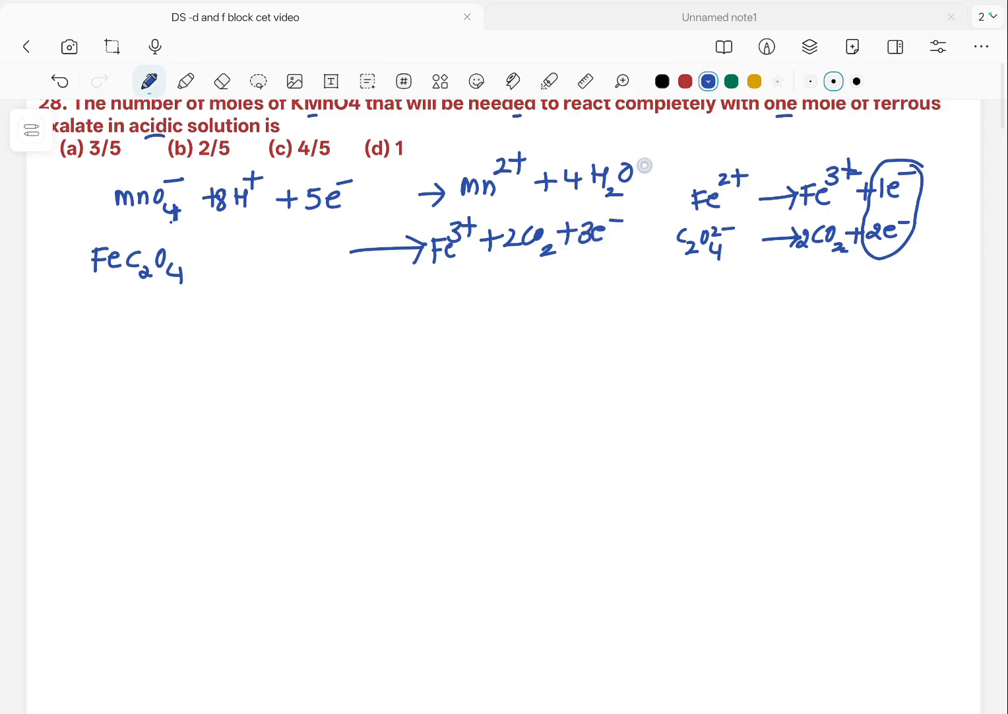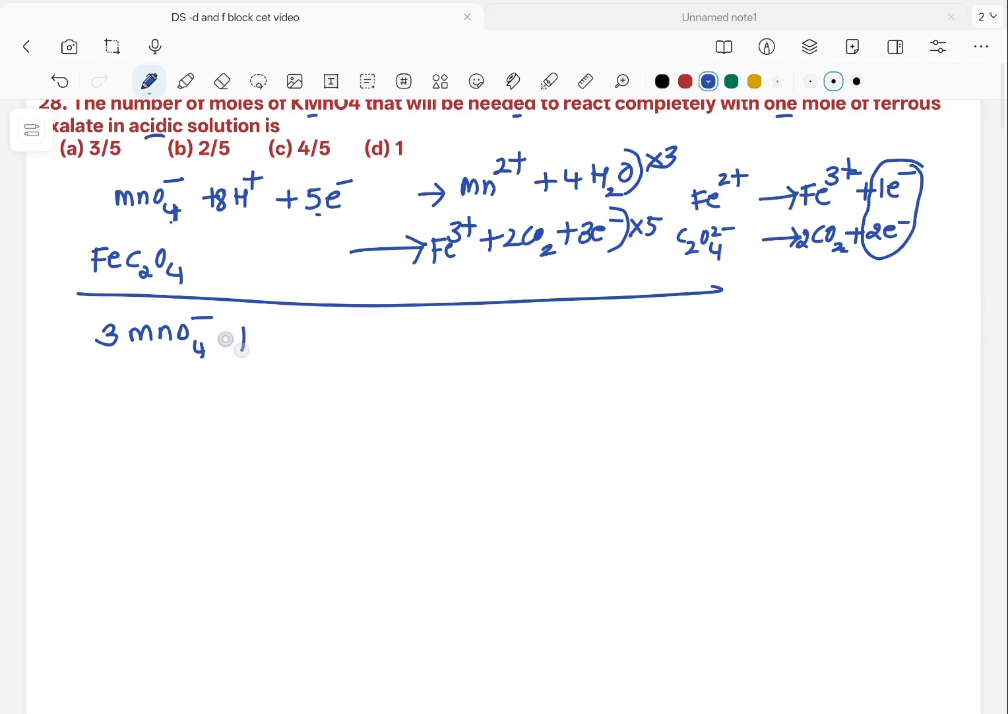For equating the number of electrons, we will multiply the whole reduction reaction by 3, whereas this reaction by 5. So finally, we will end up with 3 molecules of MnO4 minus and 5 ferrous oxalate FeC2O4. These are the stoichiometric coefficients, where 3 moles of permanganate ion will react with 5 moles of ferrous oxalate compound.